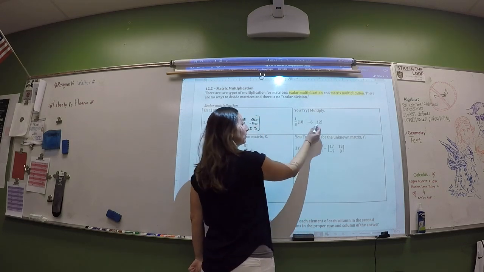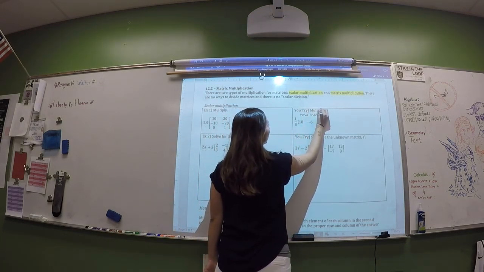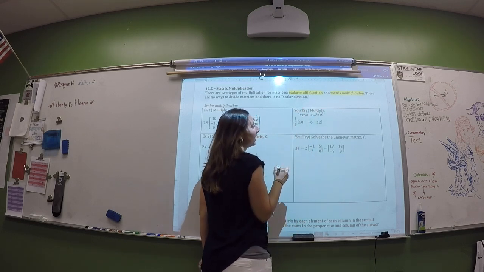This is what a row matrix looks like, in case you were wondering. Row matrix, because it's just one row. Is there a column matrix?